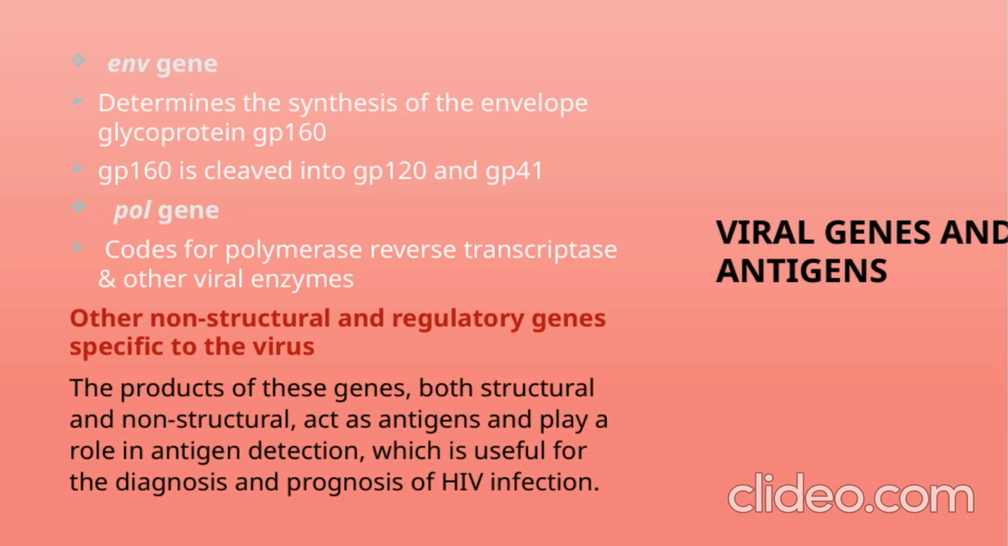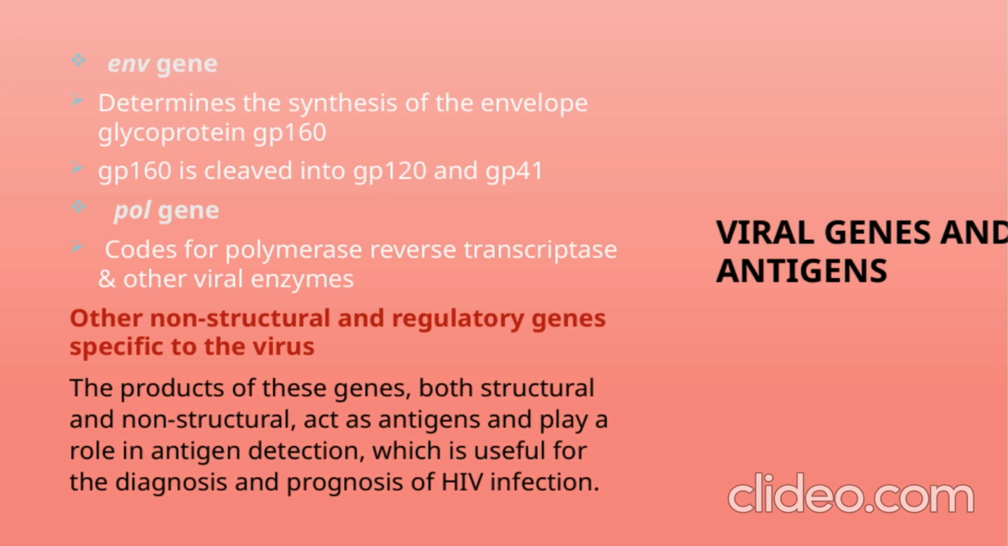Moving on to the Pol gene, this one codes for the polymerase reverse transcriptase, which is essential for converting the viral RNA into DNA inside the host cell. It also encodes other viral enzymes that support the replication process. What's particularly interesting is that besides these structural genes, there are also non-structural and regulatory genes that are specific to the virus. The products of these genes, whether structural or non-structural, act as antigens.